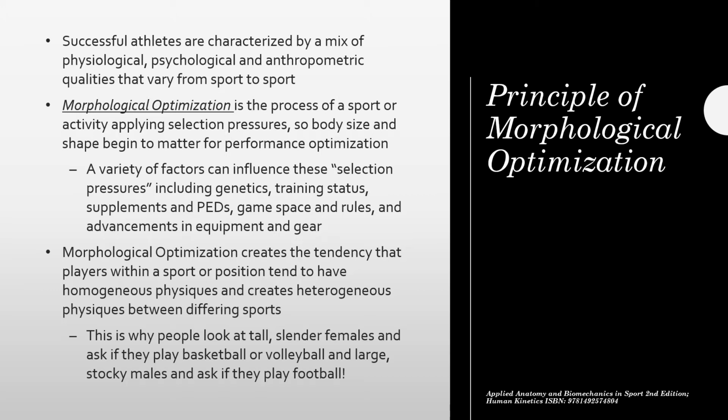Once this has come into play, morphological optimization is going to create a tendency that players within a sport or position are very homogeneous in their physique, so they all start to look the same. And then it creates a heterogeneous physique between different sports. So this is when we start to look at people and say, you probably play this sport. The example I offer up here is when we see a very tall, slender female. Typically, we start to think, oh, they play basketball or volleyball. Or if you see a very large, stocky male, the first question to ask is, hey, what position do you play in football? This is morphological optimization at play.